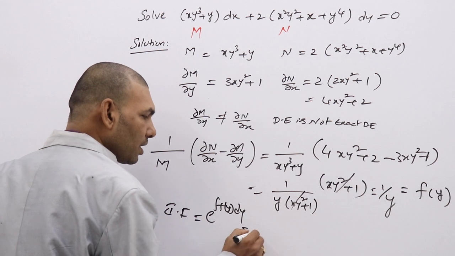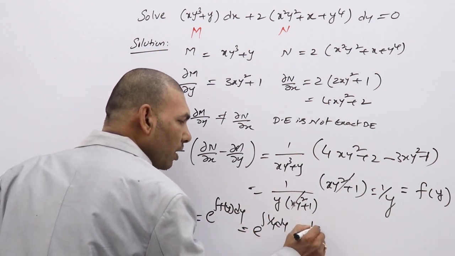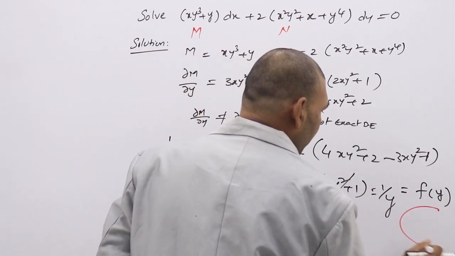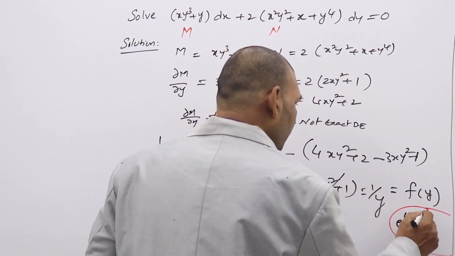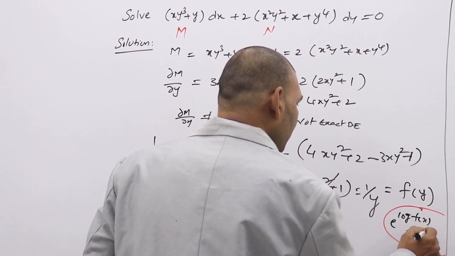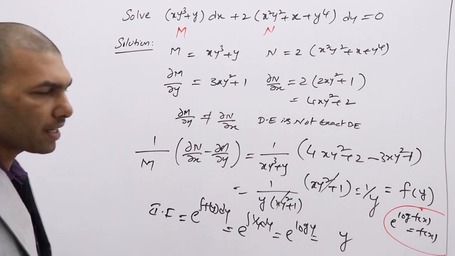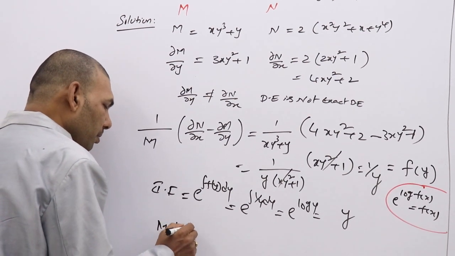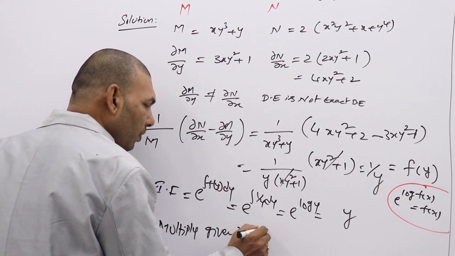So f of y is that one. Integral 1 by y dy, e power log y. We know e power log f of x is f of x. So y you will get. The integrating factor is y. So multiply the given differential equation with y.